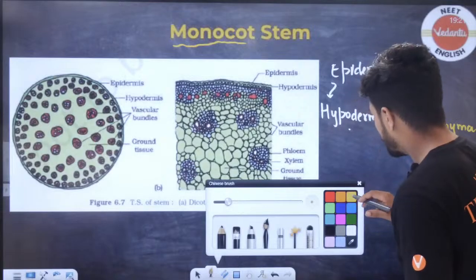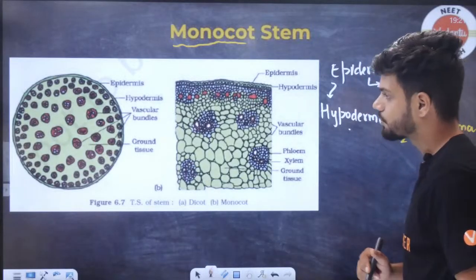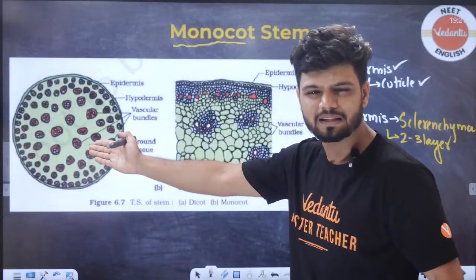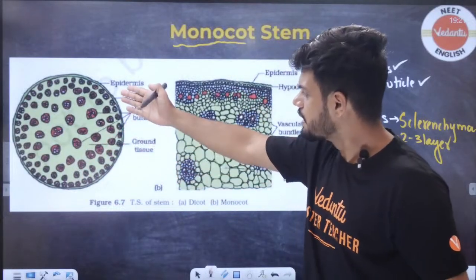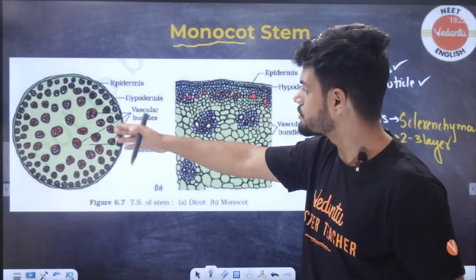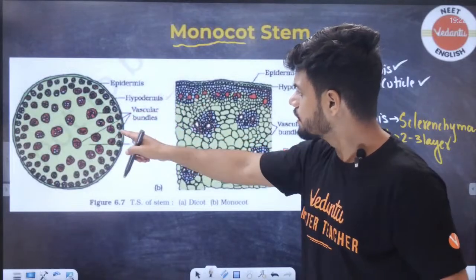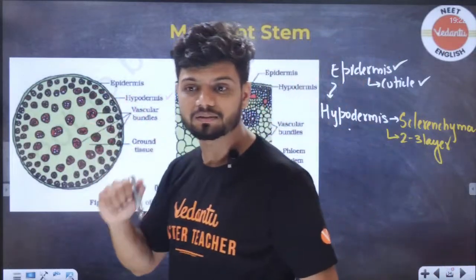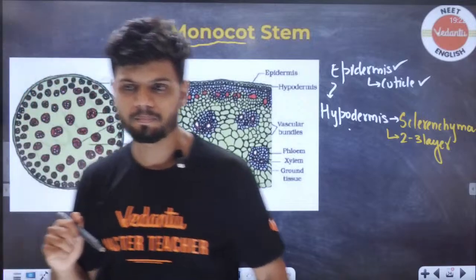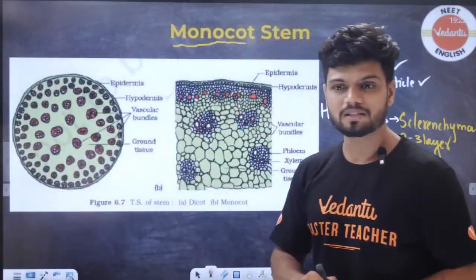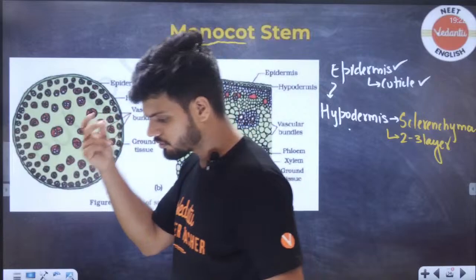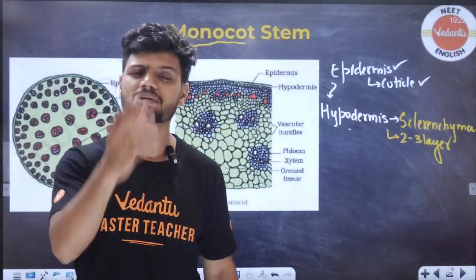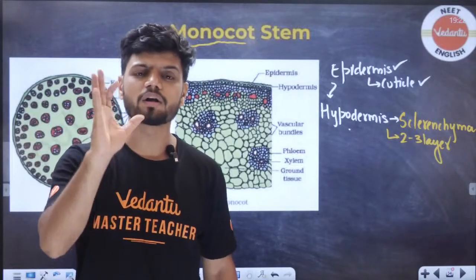Now, if you look at the ground tissue system, very funny it is here. Do you see anything called hypodermis? Do you see anywhere cortical layer, endodermis, pericycle, pith? Do you see anywhere, students? Nothing is present here. Everything is not differentiated here.